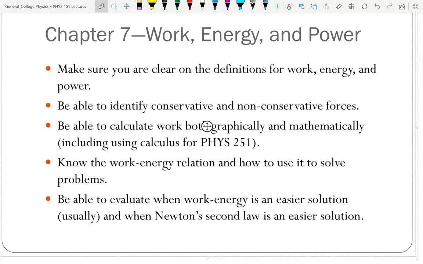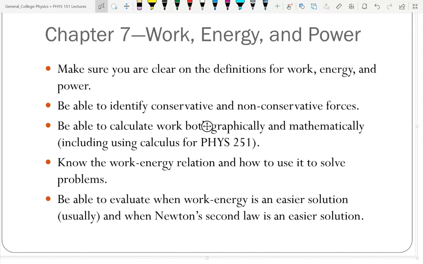Chapter 7, work, energy, and power. Work is force multiplied by the distance parallel to that force, or force dot distance. So only a force that has motion parallel to it can do any work. So the normal force is pushing up from the ground. As long as the ground doesn't move, the normal force is not going to do any work. Hence, we often say the normal force does no work.